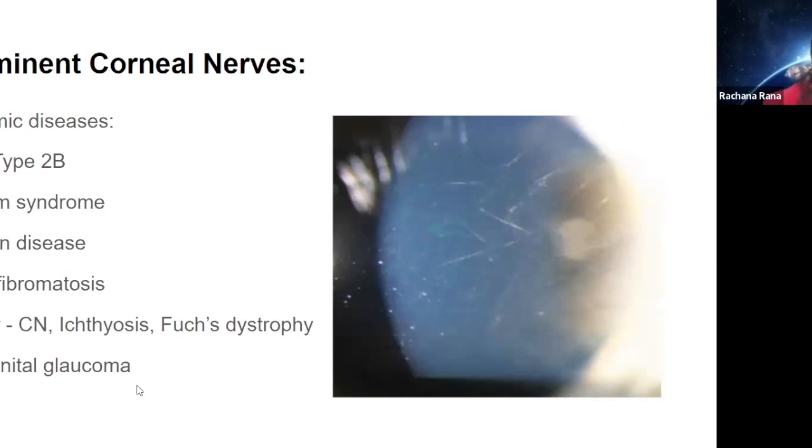They are involved in systemic and ocular conditions. In systemic disease: multiple endocrine neoplasia type 2B, Refsum syndrome, Hansen's disease (leprosy), neurofibromatosis. In ocular conditions: keratoconus, ichthyosis, Fuchs endothelial dystrophy, and congenital glaucoma are the different causes of prominent corneal nerves.